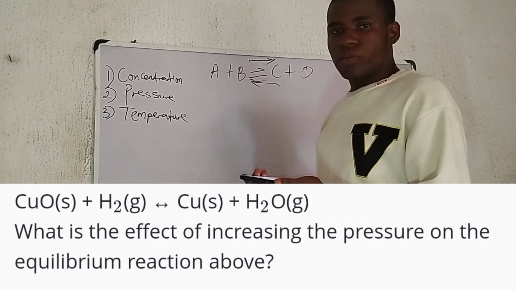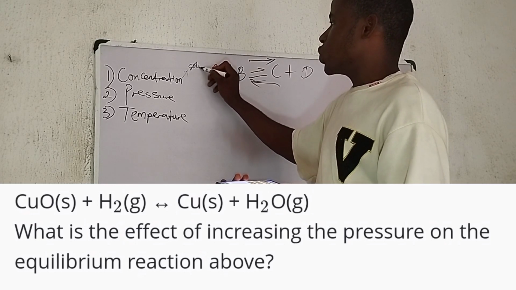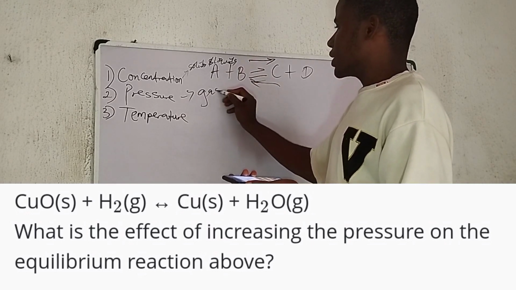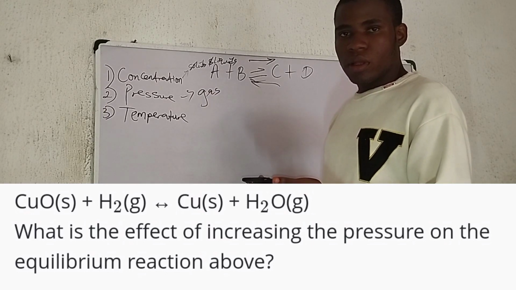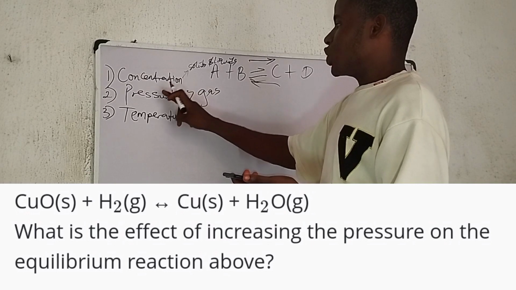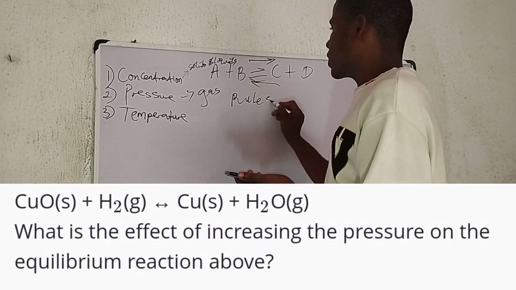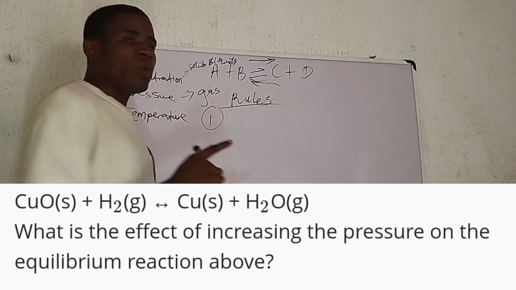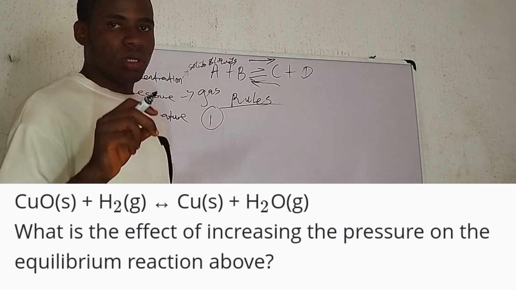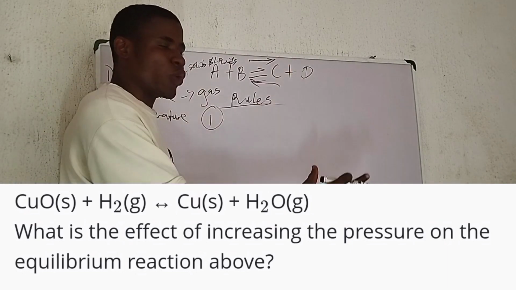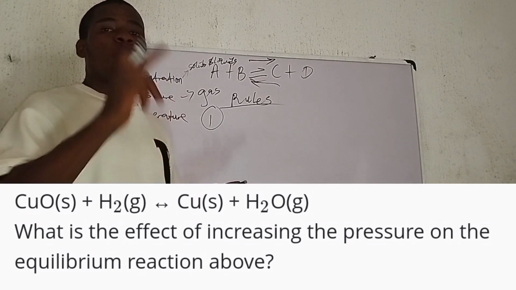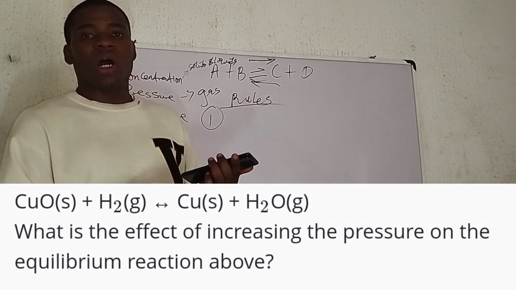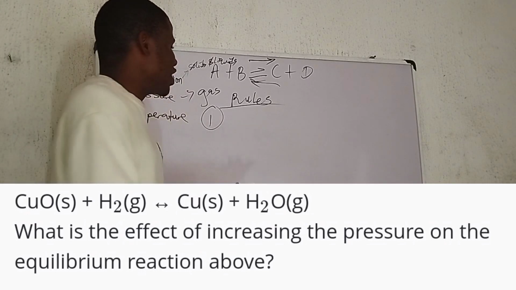Now let's talk about pressure. This concentration, please take note, is actually for solids and liquids. But for pressure, we are talking about gases. Pressure affects gases. Does it make sense? So if I have a reaction that pressure has to affect, we have rules for pressure to affect the equilibrium position of that particular reaction. The first rule is that one of the reactants or one of the products must be gaseous. You must have at least one gaseous reactant and one gaseous product. If you have gases at the reactant side and solids or liquid at the product side, pressure can never affect.